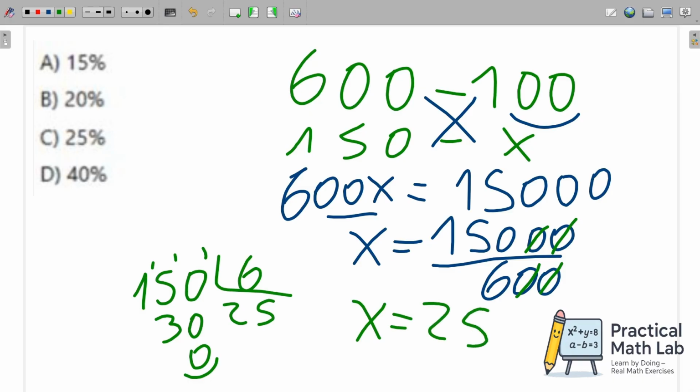So what's the answer? Letter C, 25%. Here it is. 150 is 25% of 600. We found it using the rule of 3. Now let's move on to the fourth question.